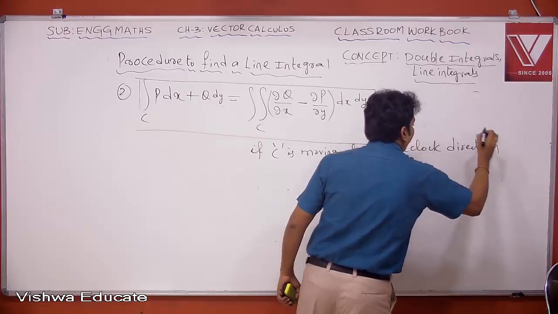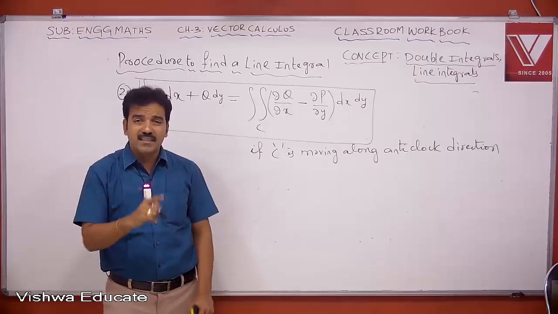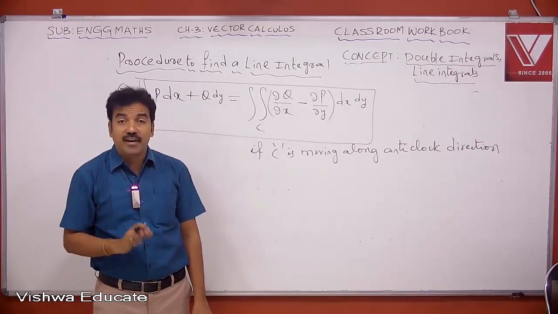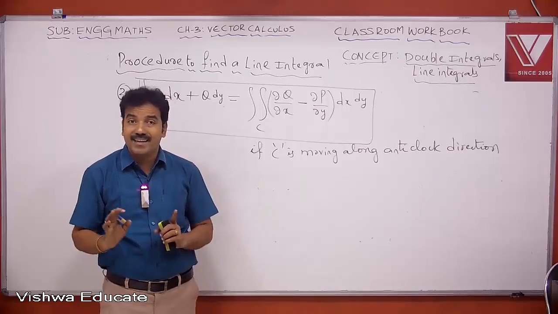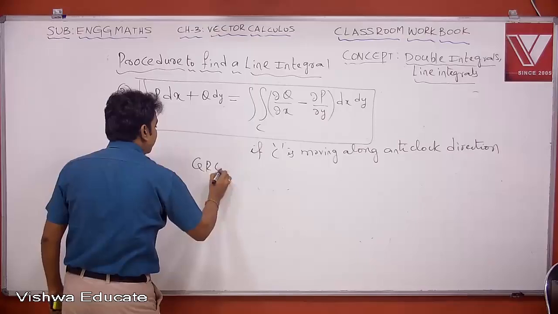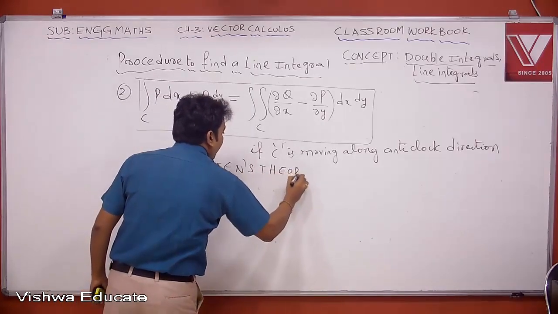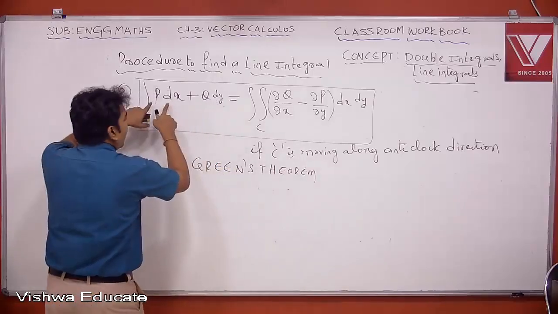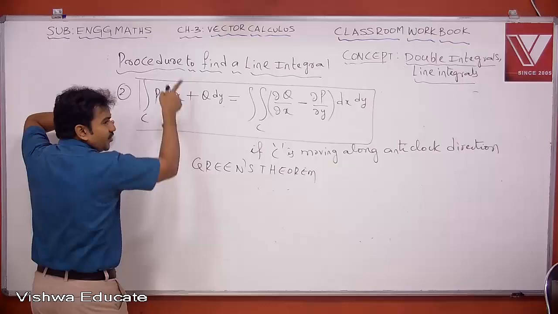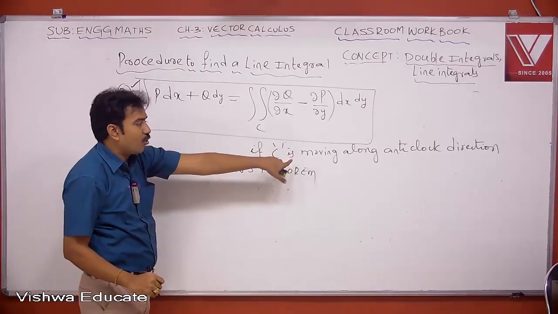Curves can move in one direction, anti-clock, or another, clockwise. If the direction of a curve is not specified, the default direction is anti-clockwise. So basically this result is called Green's theorem. Green's theorem connects a line integral and a double integral. So write case 2 by putting the heading Green's theorem. This is the statement of Green's theorem if C is moving along anti-clock direction.